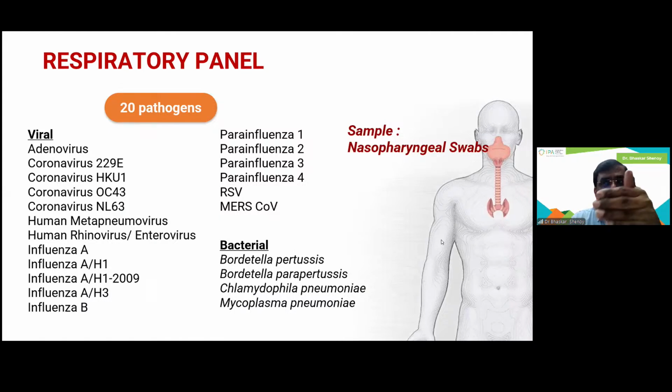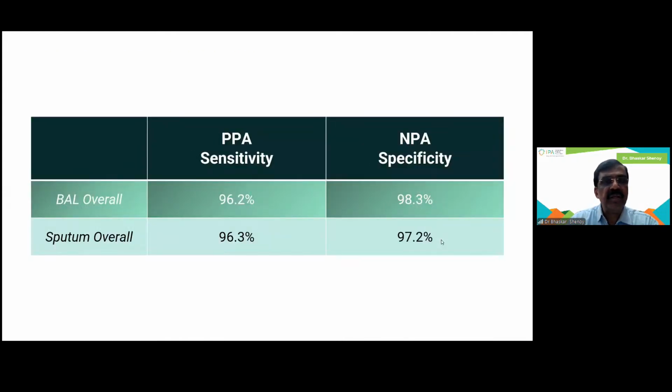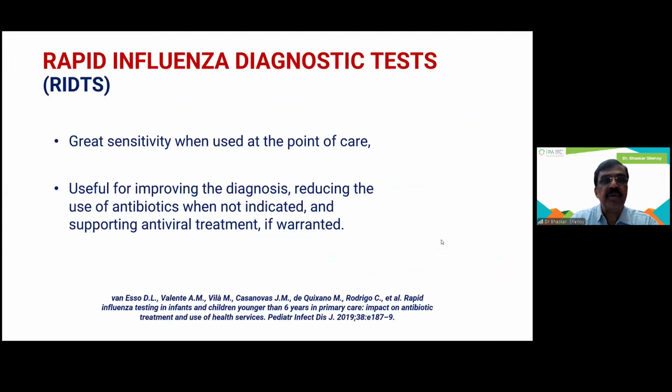With the respiratory panel in nasopharyngeal swabs, you have a lot of things, but the sensitivity and specificity, especially of the BAL and the sputum, are very good. You also have a rapid influenza diagnostic test, which has greater sensitivity and improves the diagnosis, and it has definitely helped in reducing the use of antibiotics when not indicated. So continue with the antiviral treatment whenever it is positive, and even when you clinically think that it is influenza.